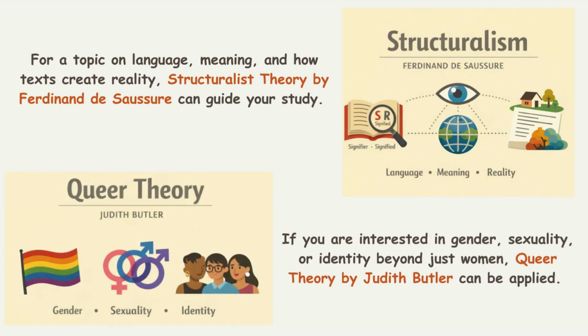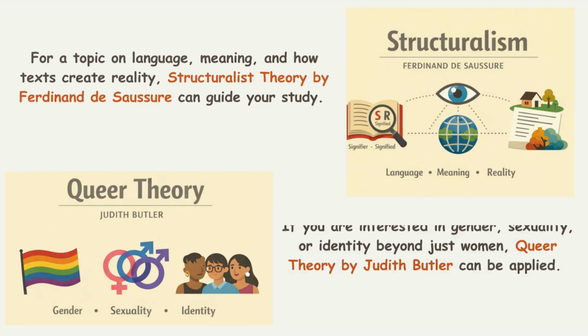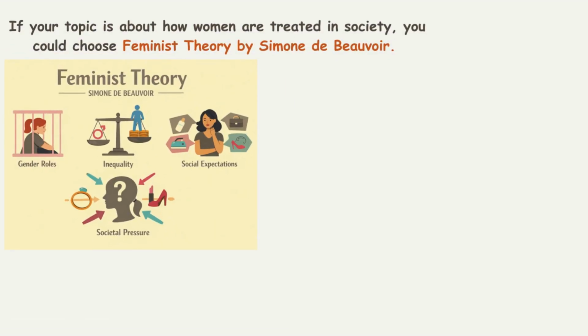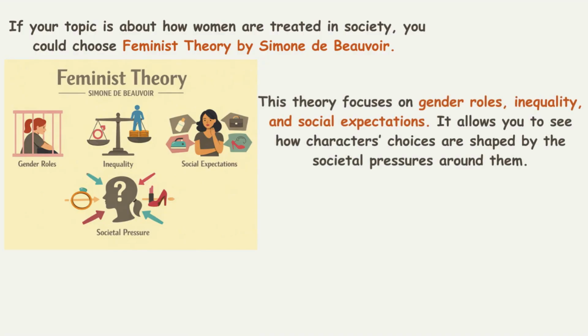If you are interested in gender, sexuality, or identity beyond just women, queer theory by Judith Butler can be applied. If your topic is about how women are treated in society, you could choose feminist theory by Simone de Beauvoir. This theory focuses on gender roles, inequality, and social expectations. It allows you to see how characters' choices are shaped by the societal pressures around them.